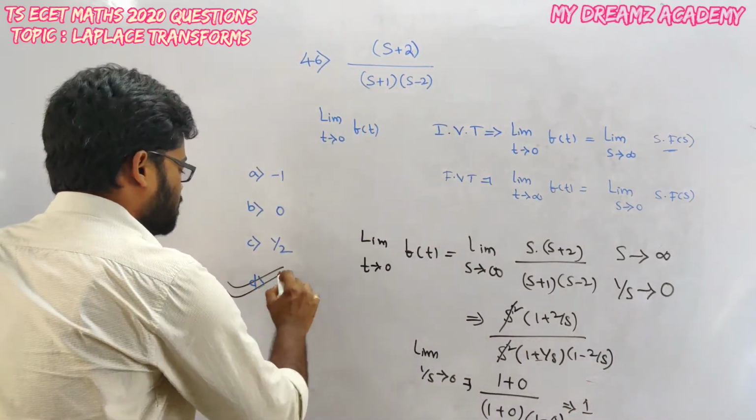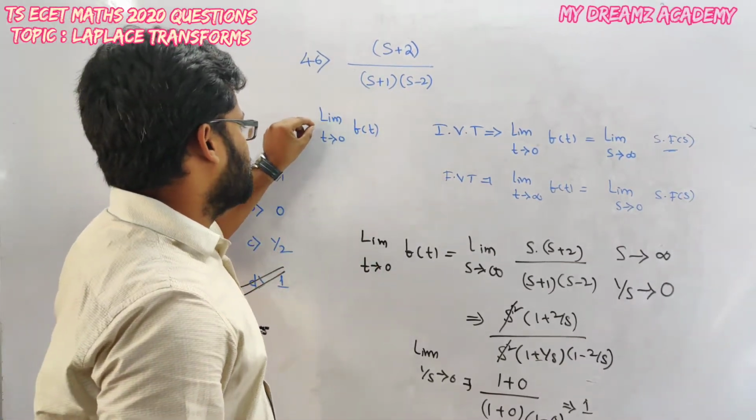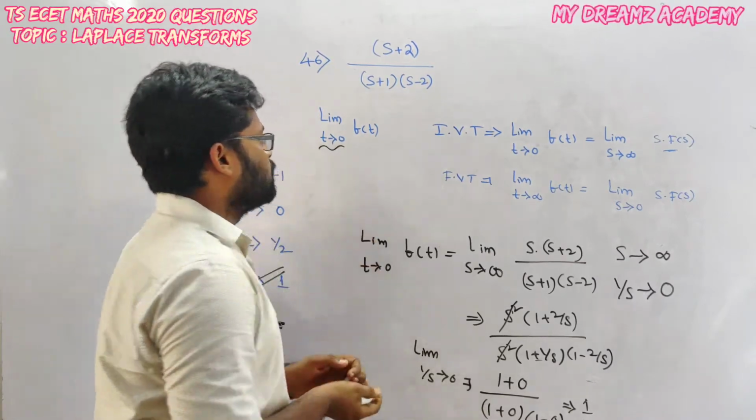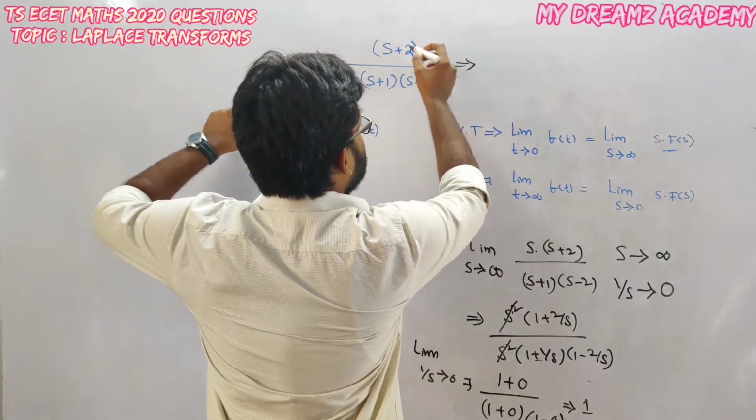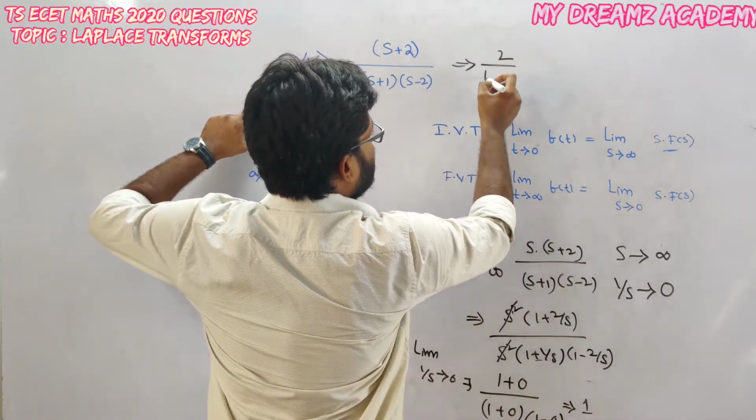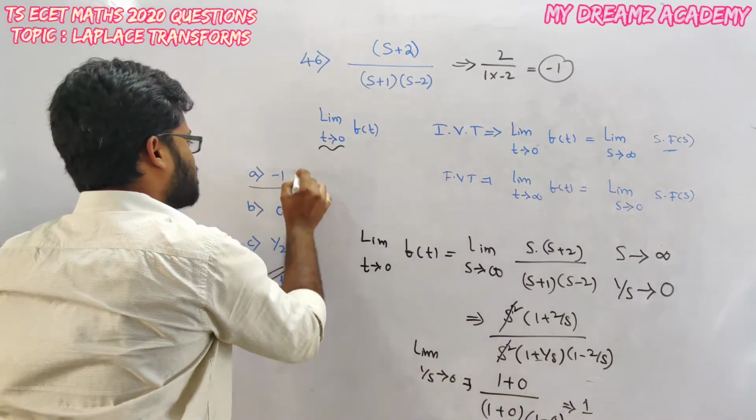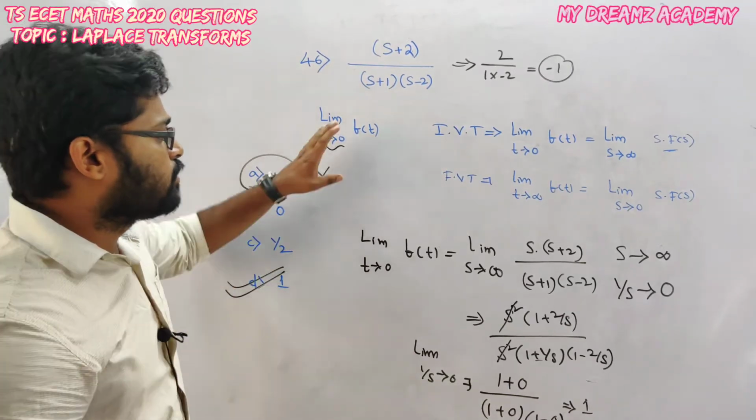The answer is plus 1. People generally make mistakes like this. Here it is t equals 0, so people directly substitute s equals 0. Substitute s equals 0 in this, 2 by 1 into minus 2, it will give minus 1. The very first option is minus 1, so it will give the wrong answer. So we need to follow like this.